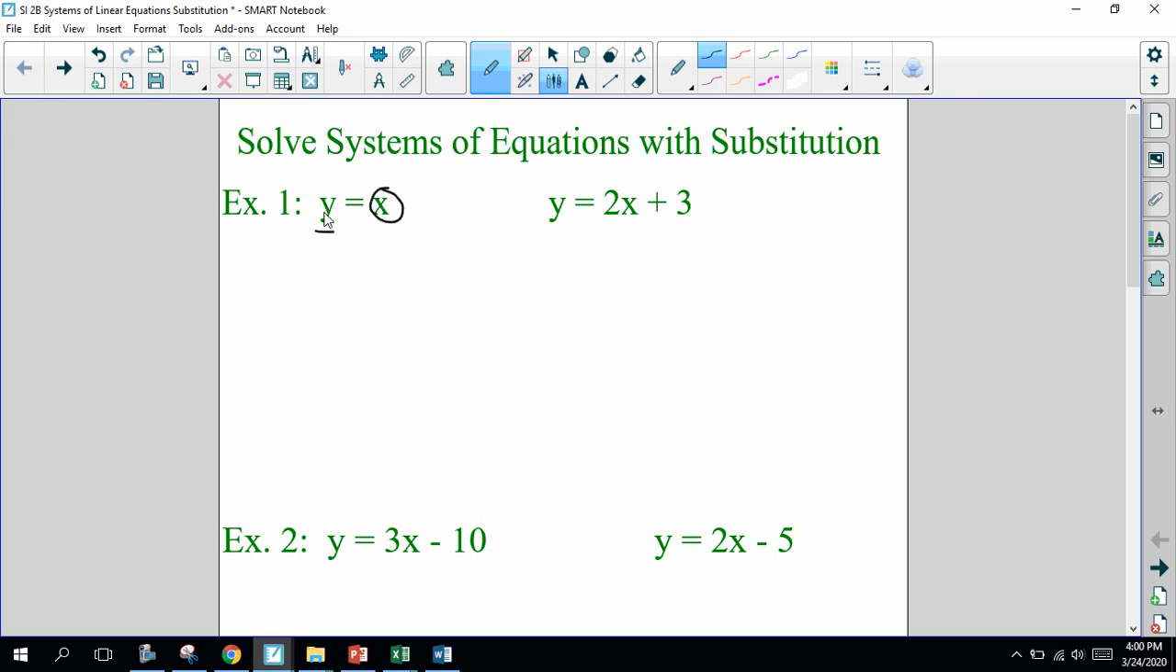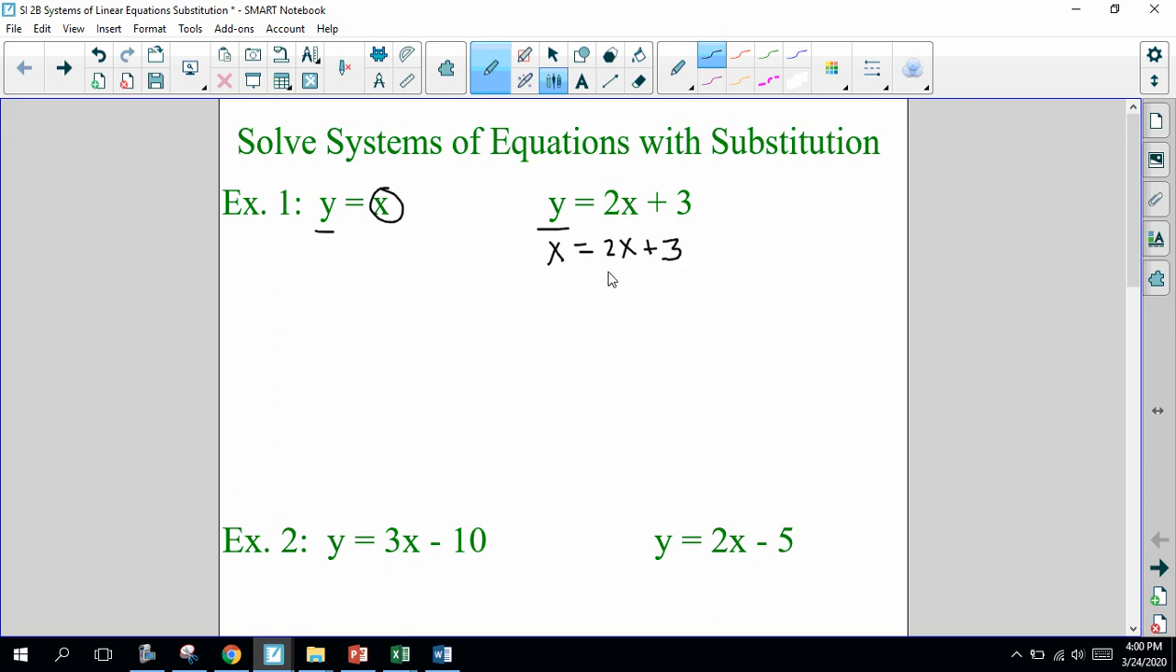Well, where there's a y, I'm going to replace it with the x. So over here in my other equation, when I run into a y, which is right there, I'm going to get rid of that y and replace it with x. So I'm going to rewrite this equation with the x in for y, and it's equal to 2x plus 3, just bringing everything else down.